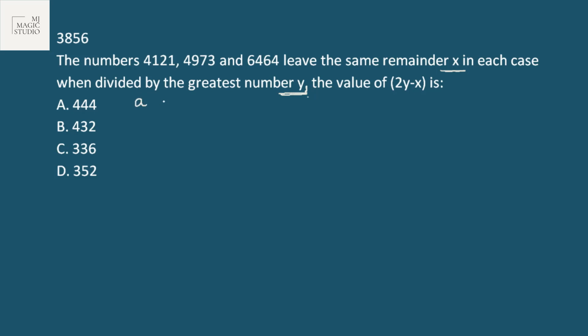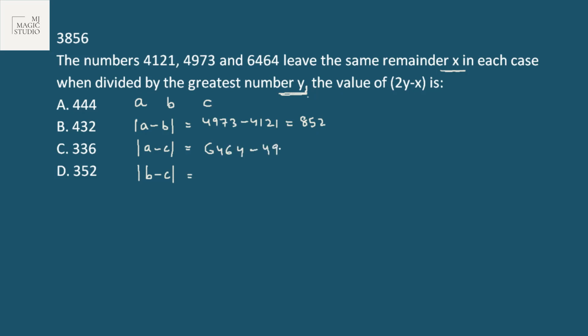The process is, if these three numbers are a, b, c, find the difference of the numbers in pairs. That means find a minus b, a minus c, and b minus c. Let's first do this. So 4973 minus 4121 would be 852. Then 6464 minus 4973 is 1491. And 6464 minus 4121 equals 2343.